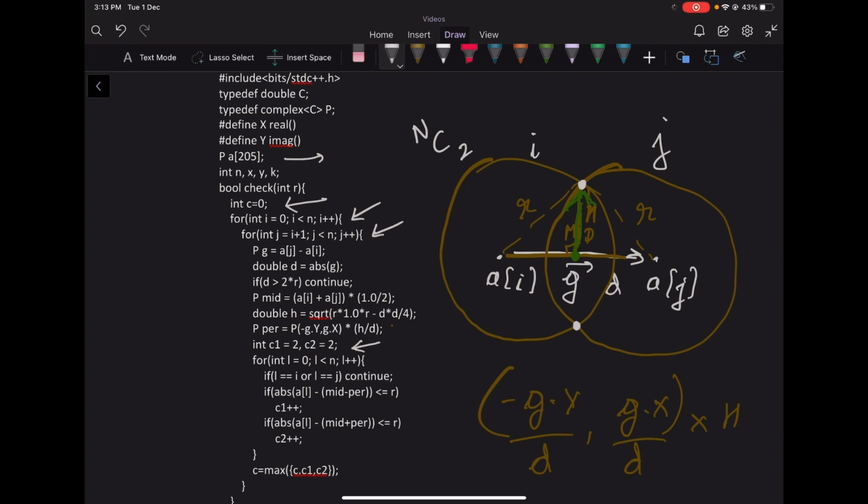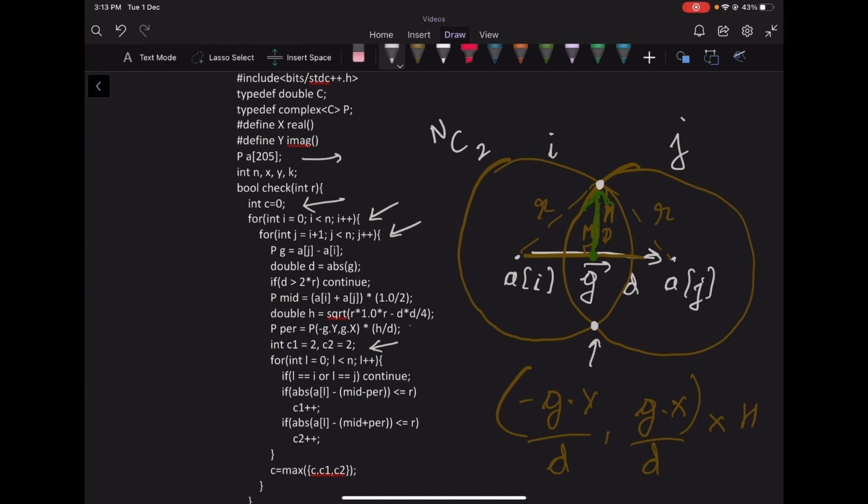So we'll iterate from l equal to 0 to n. If l is i or l is j, we will continue because we have already considered that this point lies within these two circles. Otherwise, we'll check if the distance of A_l from mid minus per, which is this point, is less than or equal to r, we'll increment our counter because it lies within the circle centered at A_l. And if it lies within a distance of r from mid plus per, which is this point, we'll increment the c2 counter. Now, C is the maximum number of intersection points stored. So C will be the maximum of C, c1 and c2.